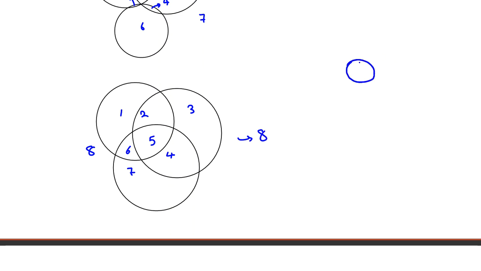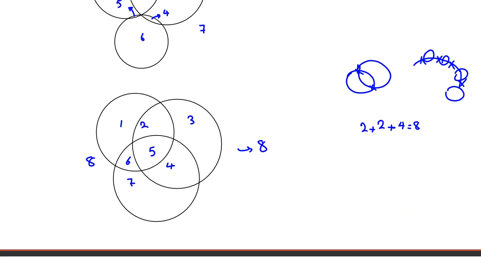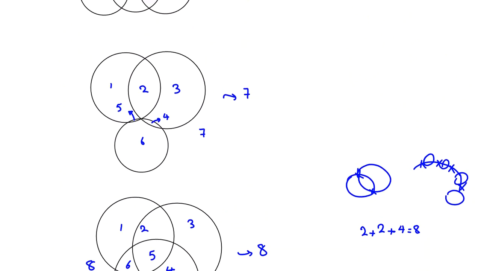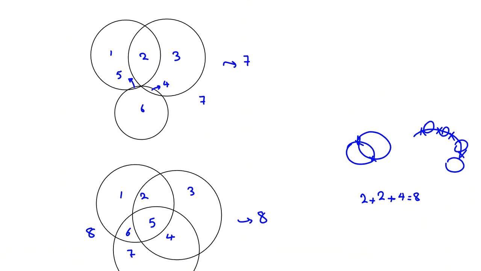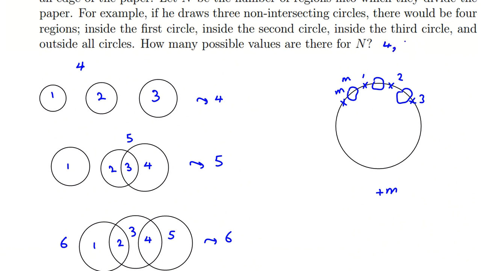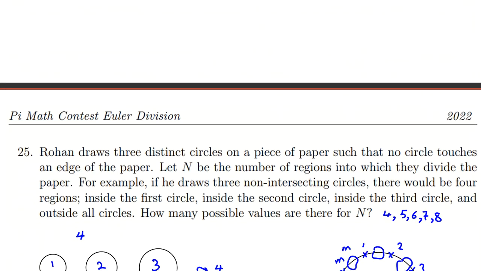Because look, with the first circle you draw, it's obvious that we have two regions. The second circle has at most two intersections, because two circles have at most two intersections, so it adds 2 since it passes through two regions. The third circle has at most 4 intersections, so it passes through 4 regions at most, so it's plus 4, making 8. So the answer ranges from 4, when there are no intersections, up to 8, and all of them are possible. We found examples, and it cannot be greater than 8. So the answer is 4, 5, 6, 7, 8. Okay, that was the last problem of the Euler division.